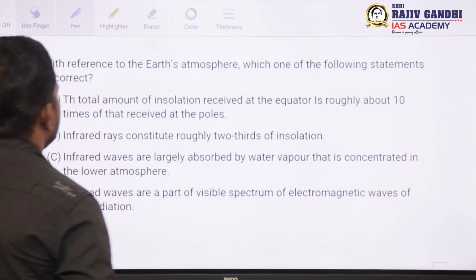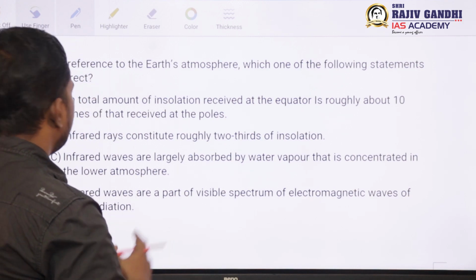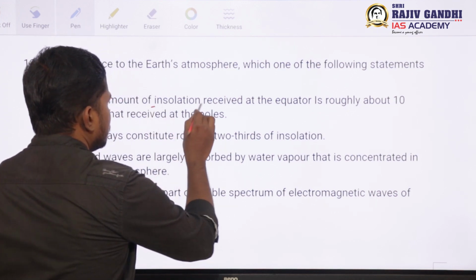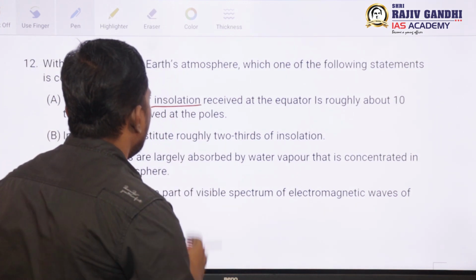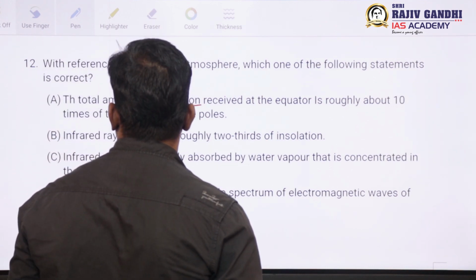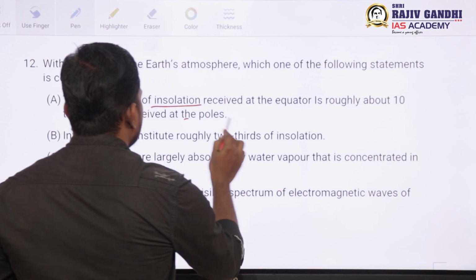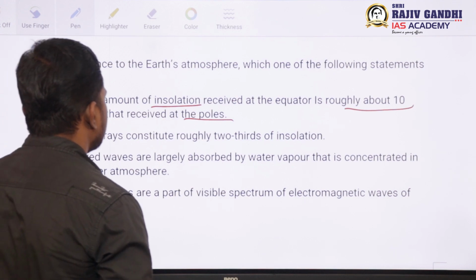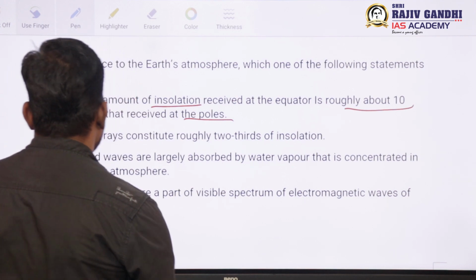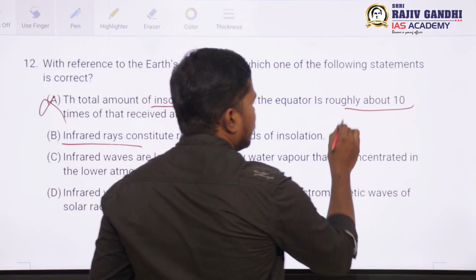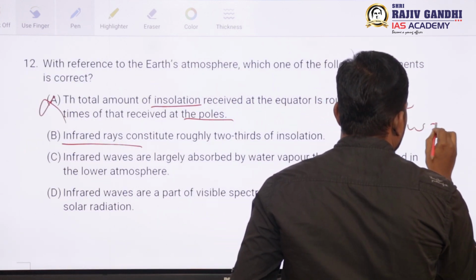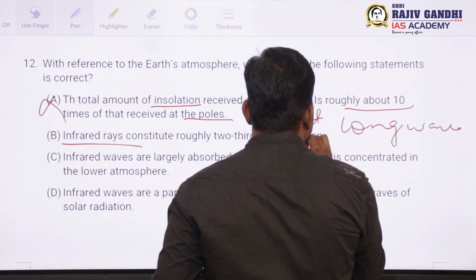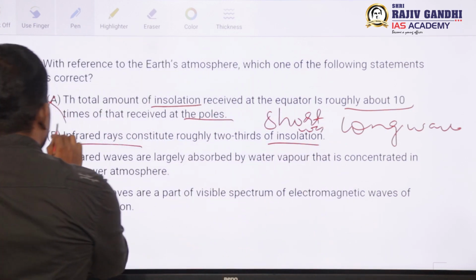The second question, with reference to Earth's atmosphere, which one of the following statements is correct? The first one, the total amount of insolation, which is incoming solar radiation, received at the equator is roughly about 10 times that received at the poles. This statement is incorrect. There is no such proportion of about 10 times. Next, infrared rays constitute roughly 2/3 of insolation, while infrared rays are long waves and insolation is short waves. So statement 2 is incorrect.